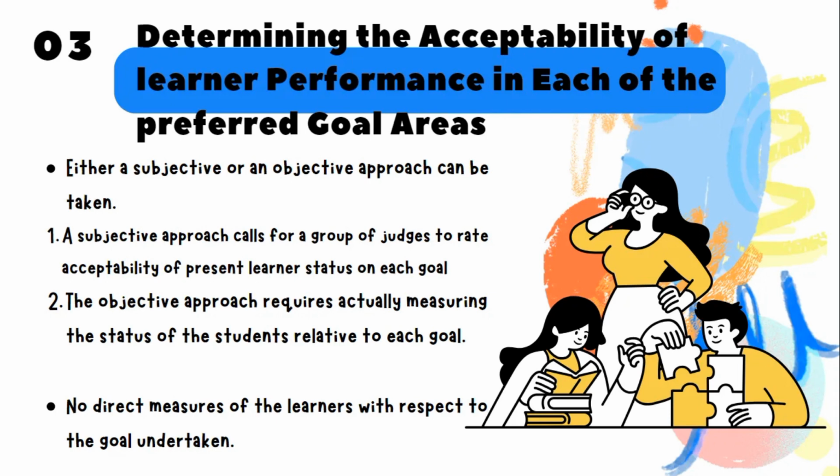Third key step is determining the acceptability of learner performance in each of the preferred goal areas. Either a subjective or an objective approach can be taken. A subjective approach calls for a group of judges to rate acceptability of present learner status on each goal.